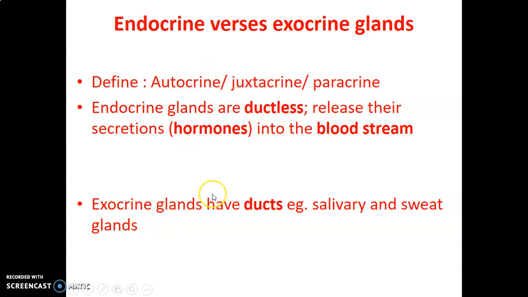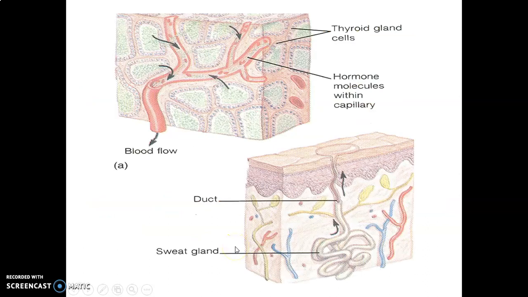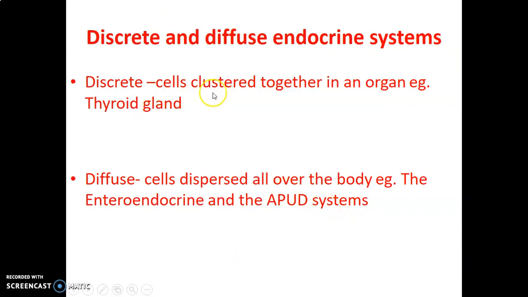Now, we have exocrine glands. Exocrine release their secretions through ducts. Good example, salivary glands, sweat glands, the pancreas, okay? So those are exocrine glands. But of importance now, we're going to discuss endocrine. So this thyroid is endocrine. It's going to release through the bloodstream. Sweat glands are exocrine. You have the gland here releasing through the duct. So endocrine are ductless. Exocrine have ducts, released through ducts.